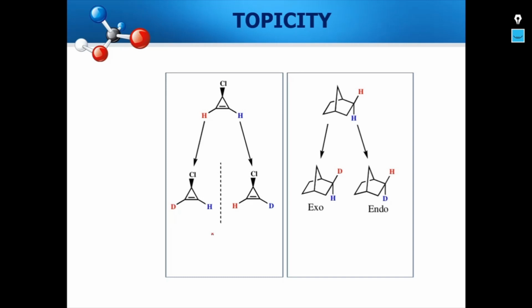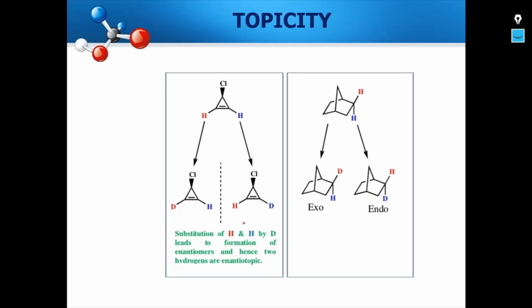Let us take another example where I have these two hydrogens, and what is the relationship between these two? Are they mirror images or are they the same? Wow, they are enantiomers. They are non-superimposable mirror images of each other, and hence they are enantiotopic.